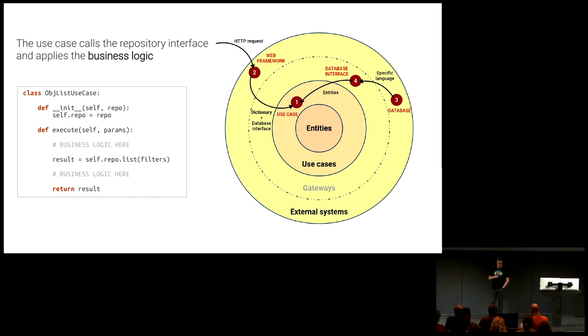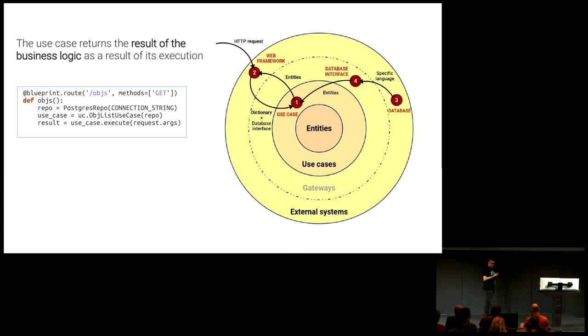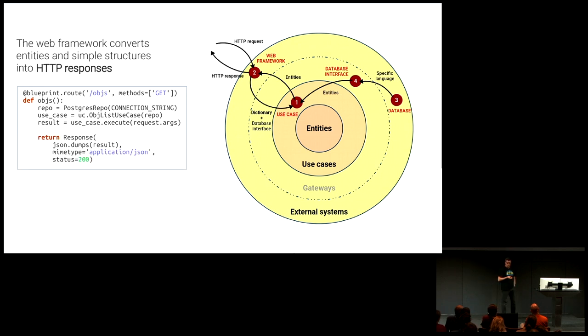So what happens in the use case is that we run the business logic, and then we return a result. Where does the result go? The result goes back to the external system that called the use case, in this case, the web framework. So here you see I collect the result of execute in a result variable. And at this point, the web framework is in charge of converting this response, which might be entities, for example, or again, simple structures, into an HTTP response.